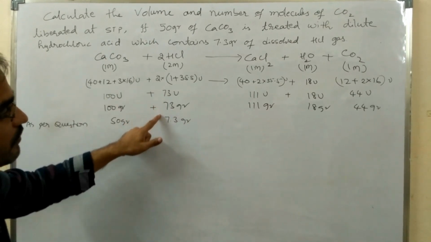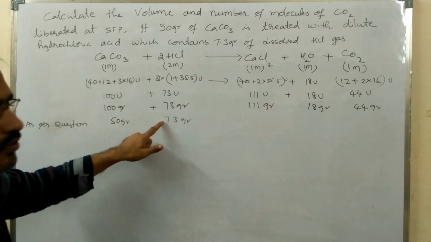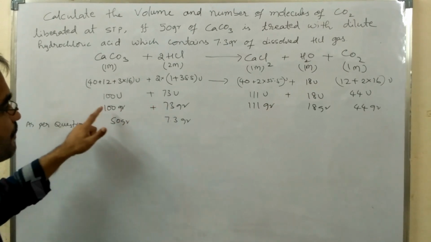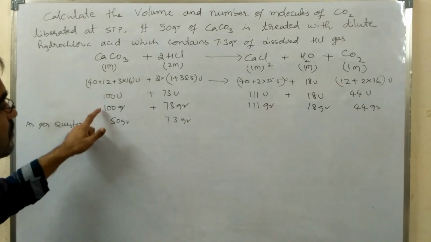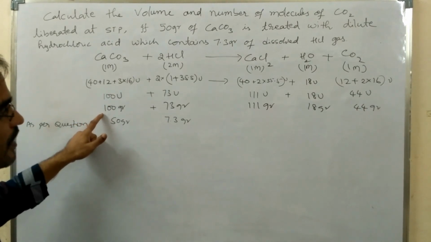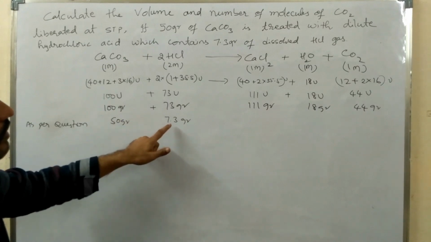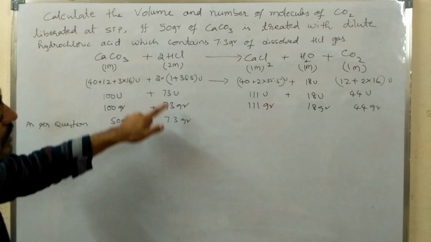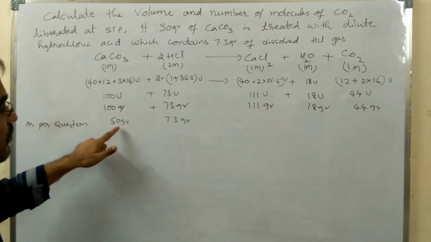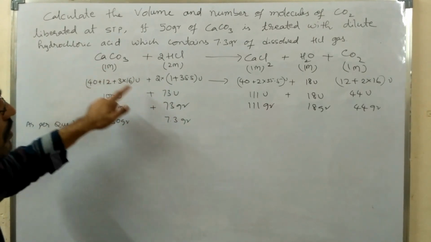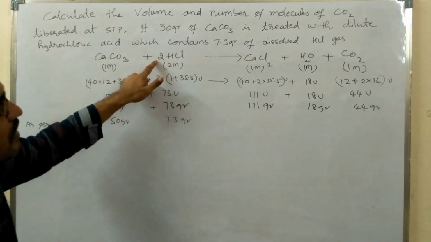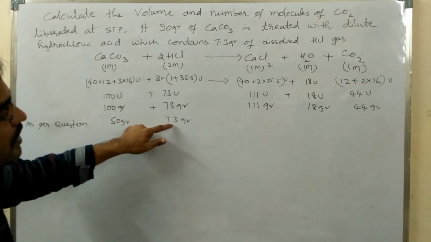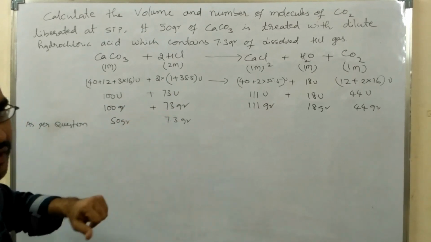Nothing but if you observe here, 73 to 7.3, it is 1/10. 1/10 of HCl is taken, while the calcium carbonate taken is half. So here we can say that HCl is present in lesser quantity than required. Once again, for 50 grams of calcium carbonate, 36.5 grams of HCl is required, but we have 7.3 grams of HCl. That is, it is available in lesser quantity than required.